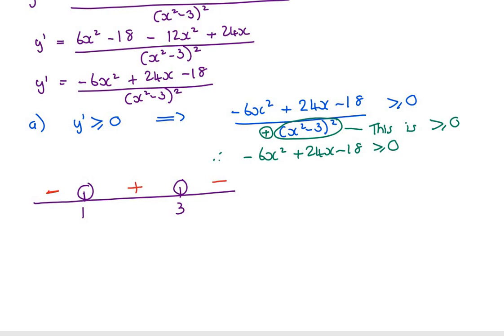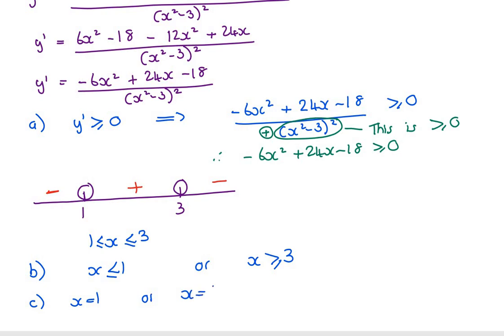So in question A, when is the gradient greater than or equal to 0? Well, it must be between 1 and 3. You can include those technically with the use of increasing, that word. When is the graph decreasing? Well, for x less than 1, or x greater than 3, so that's technically could be equal to. When is it stationary? Well, x is equal to 1, or x is equal to 3.